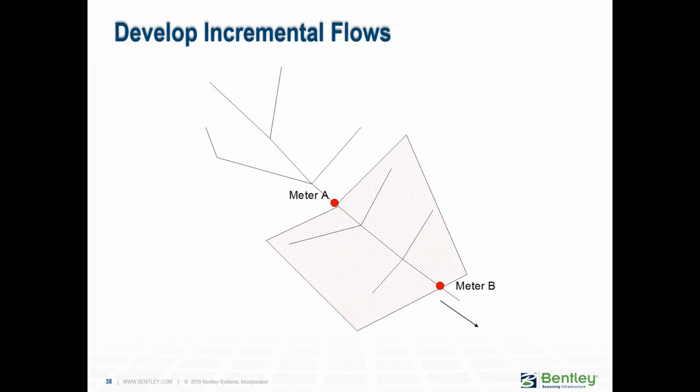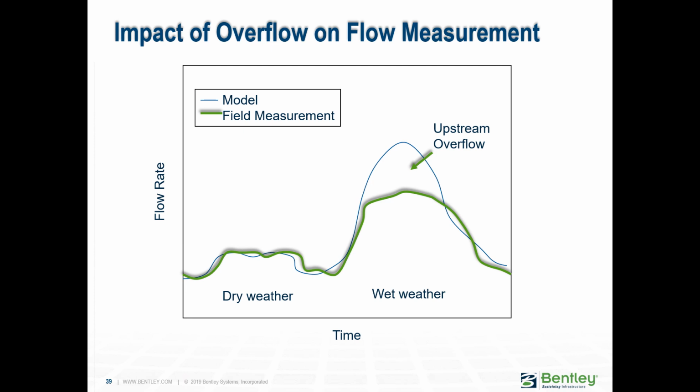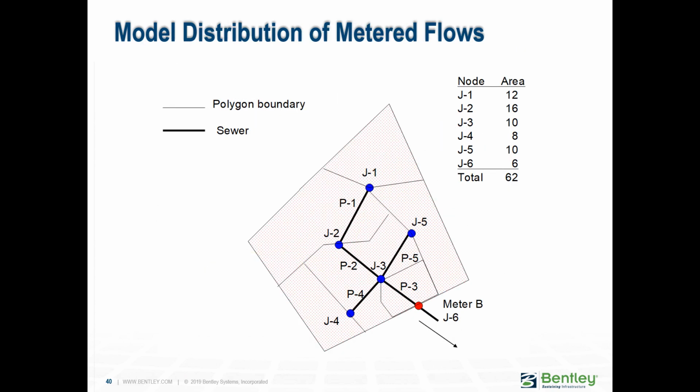In flow monitoring, you need to look at the incremental flow from each monitoring station. Sometimes overflows upstream of the monitoring point give misleading hydrographs. Once you have a flow at a meter, you still need to decide how to spread it out to the nodes. Usually you just spread it out, and Load Builder can do a nice job to do this for the dry weather flow.